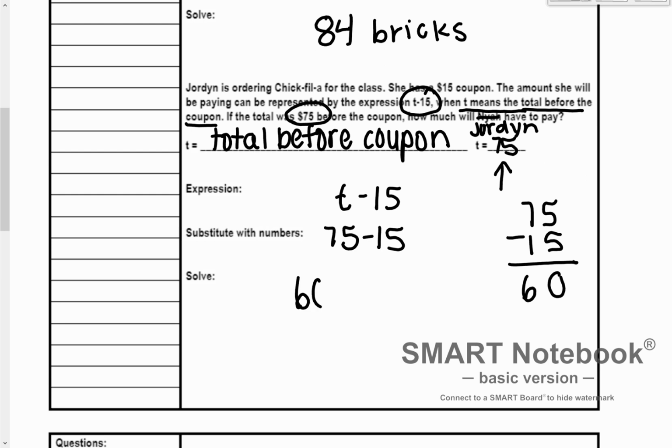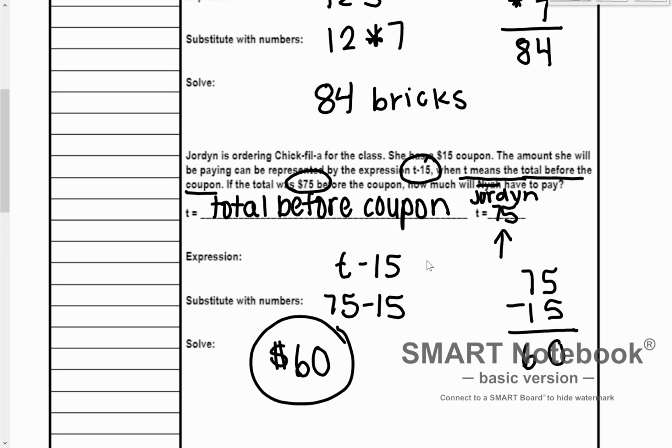Answer is 60. Look back up to the problem to see what our answer is. If the total was $75 before the coupon, how much will Jordan have to pay? So we are talking money. Answer would be $60. Make sure we're circling those answers because after all this work, we want to see where our answer is.